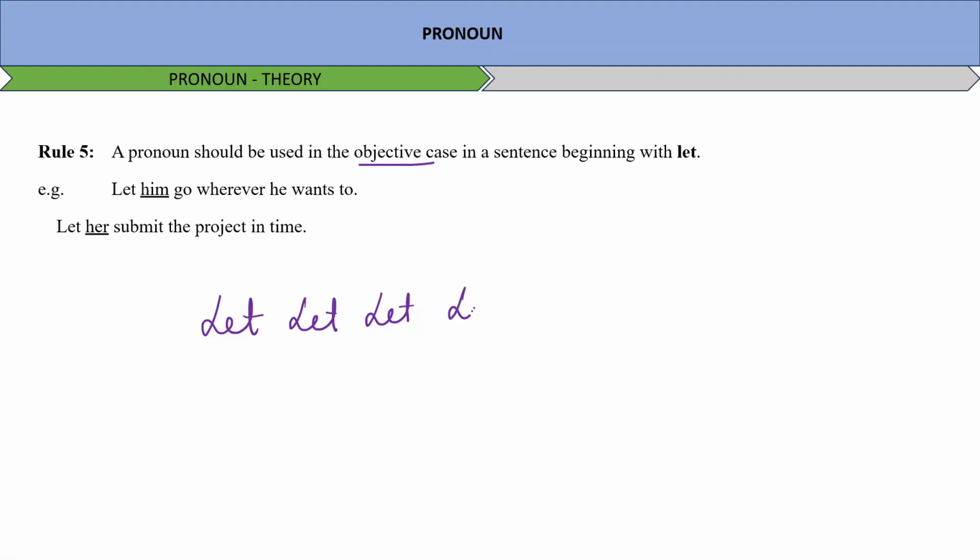Next rule. Now, some very important points. These were some of the rules which are usually exam oriented and they will definitely come in exam. Now, I'll tell you some points. Now, what are these points?